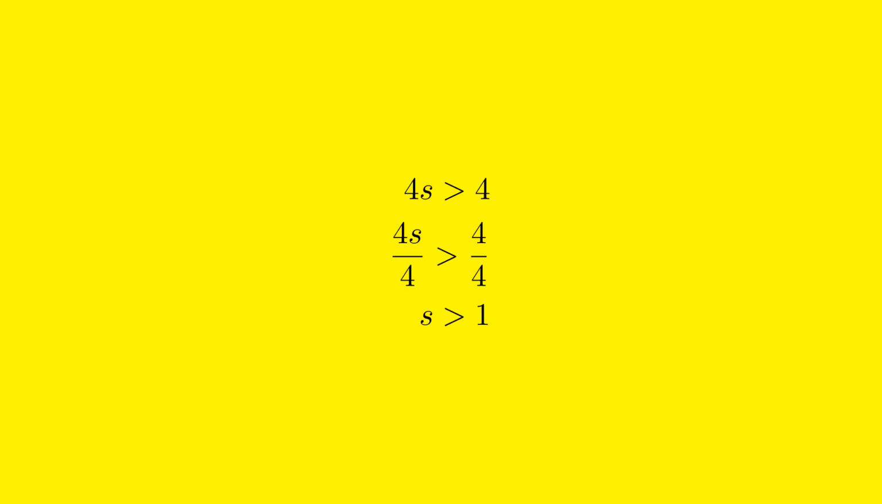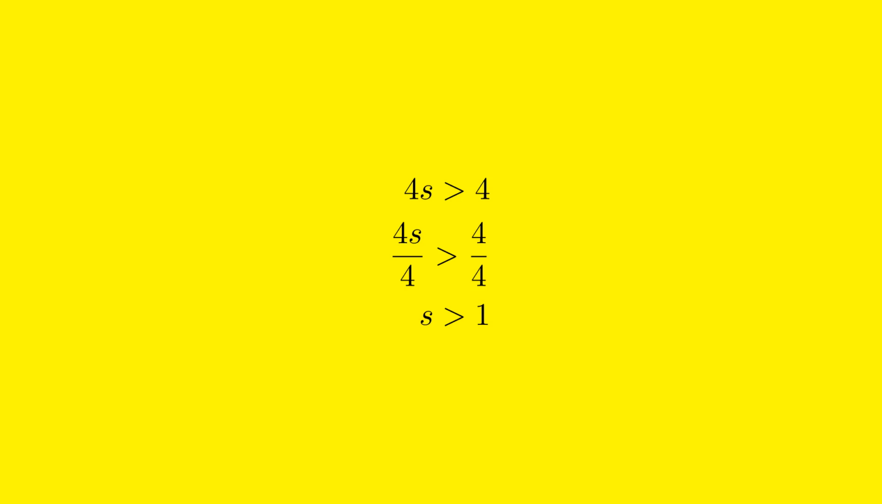We start with the inequality 4s > 4. We divide the left side by 4. 4s divided by 4 simplifies to s. We also divide the right side by 4. 4 divided by 4 simplifies to 1. Thus, the inequality now becomes s > 1.